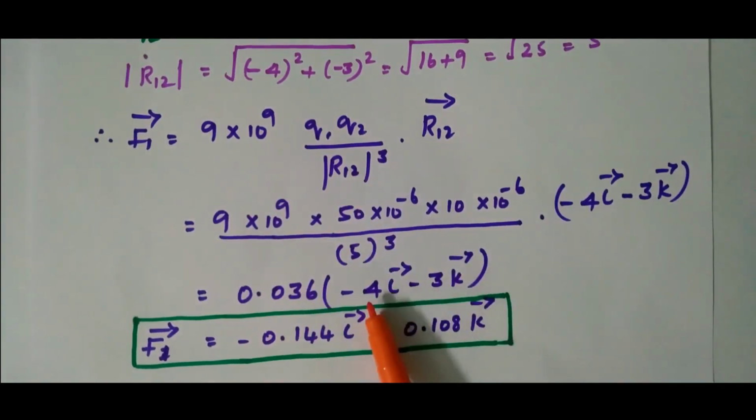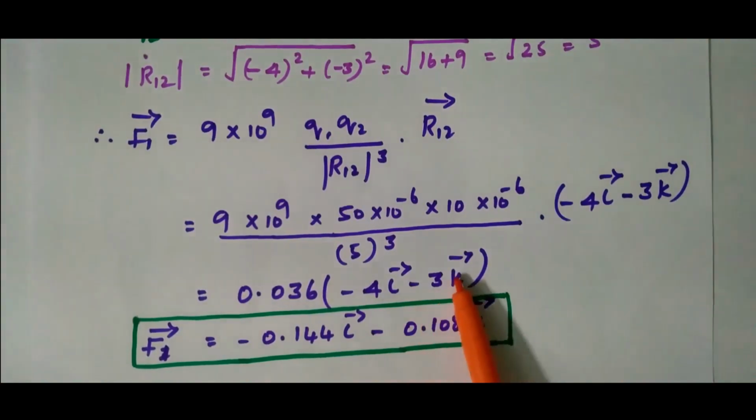Then this vector, minus 4i vector minus 3k vector, you can multiply inside, so that what we got is minus 0.144 i vector minus 0.108 k vector. Now we got the force F2 in vector form, because the 2 points are given, so we can use this.